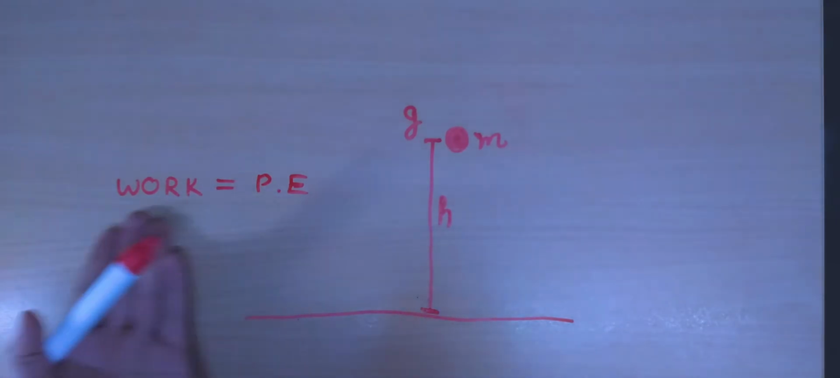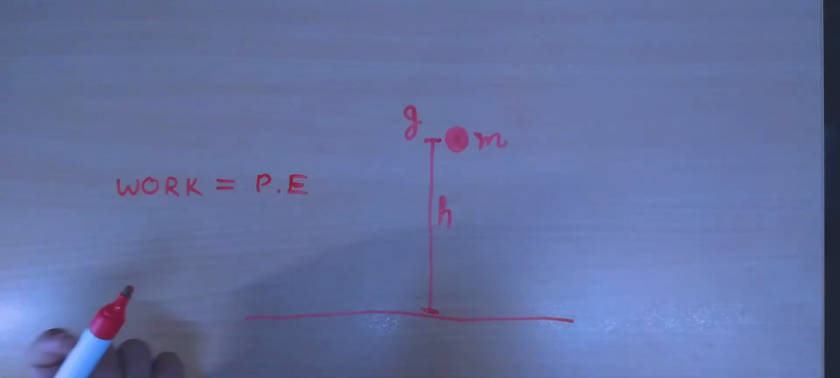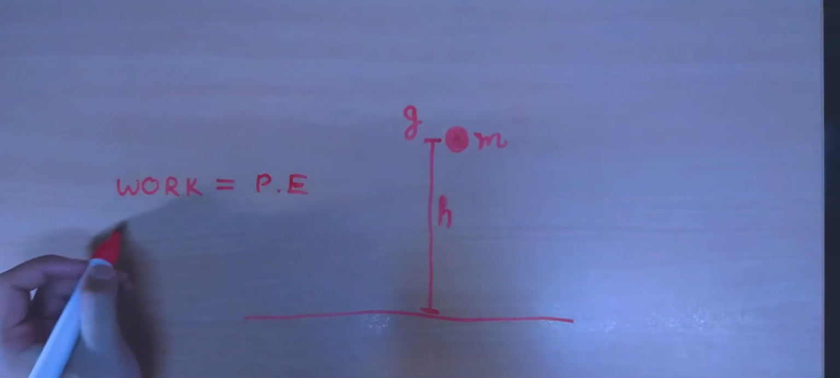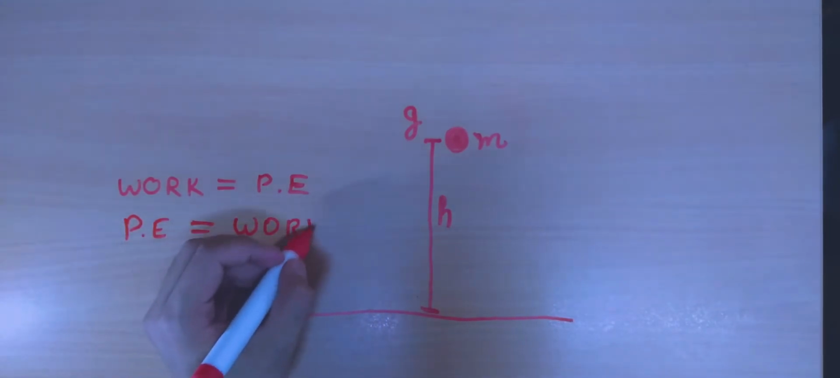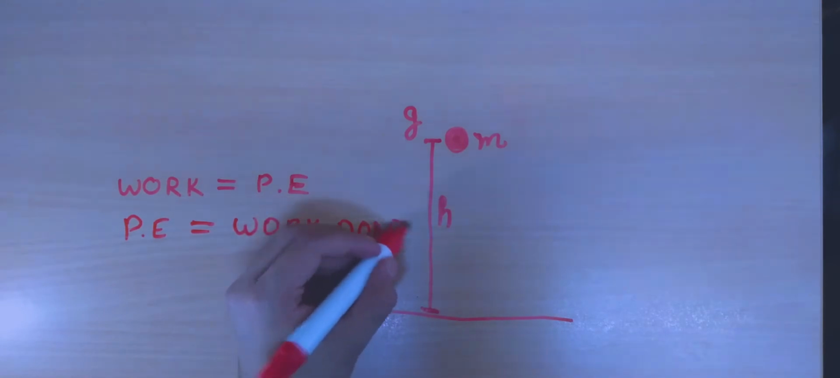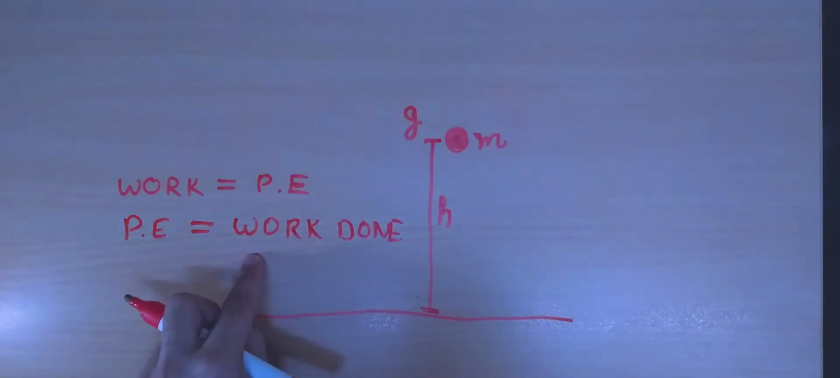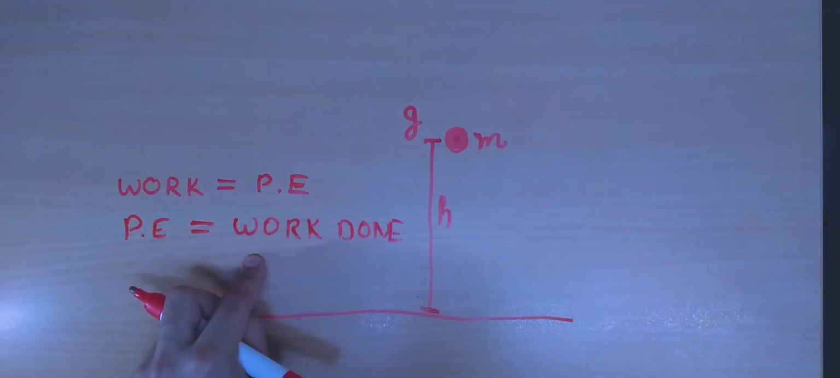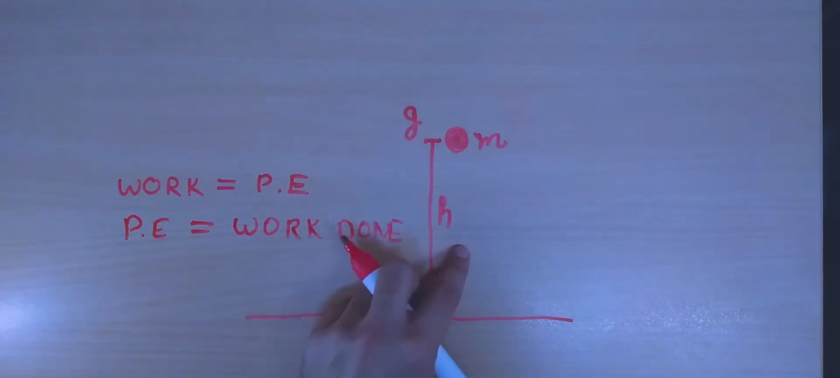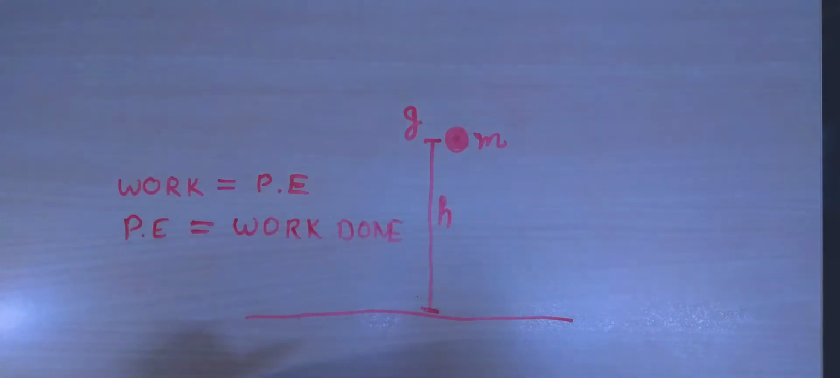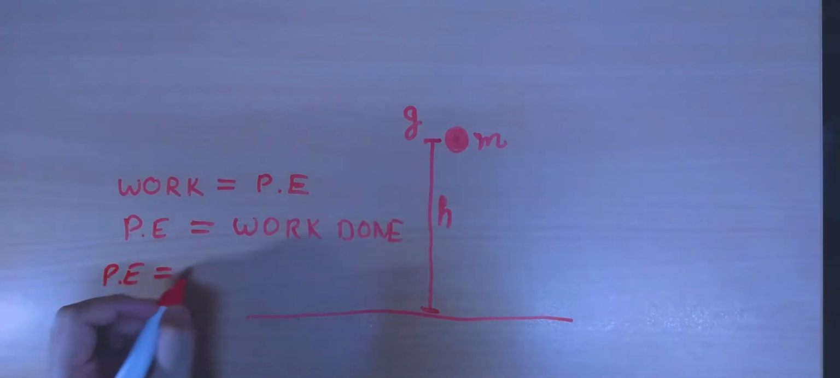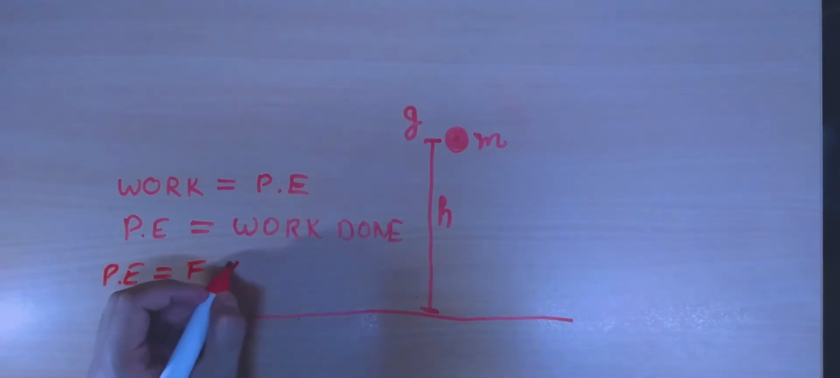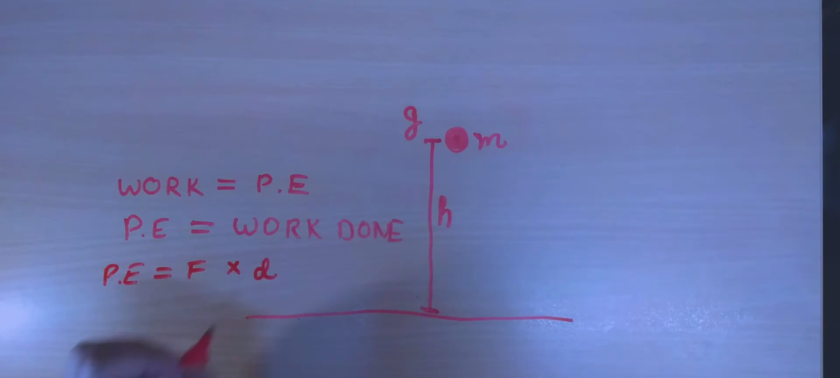So now we can use this equation to find its potential energy. Let me write the potential energy on this side. So PE equals work done. Now what is work done? Well, we know that the work done on any object is the force we apply on the object times the distance that the object travels as a result of the application of that force. So PE equals force applied multiplied by distance that the object travels.